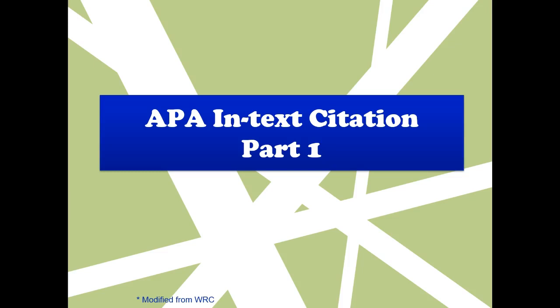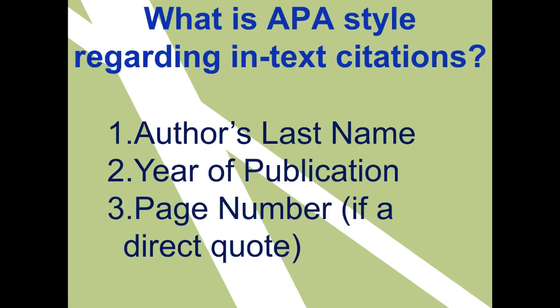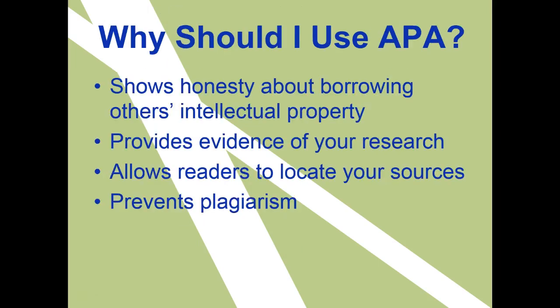So this first one, I want to talk about some of the nuts and bolts having to do with APA style. APA style basically asks you to do 3 things. You give the author's last name or names, the year the journal or the book was published, and then if you make a direct quote, you need to give the page number or numbers. That is really the essence of what you do, and you're going to be doing this as you write at the end of sentences, at the end of paragraphs, and so on and so forth.